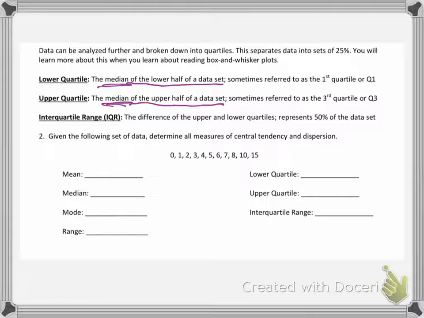If you're asked to find the interquartile range, sometimes abbreviated as IQR, all you're doing there is very similar to regular range, except you're taking the difference of the upper minus the lower quartile.